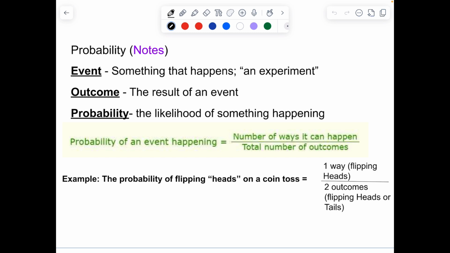Okay, so for example, the probability of flipping heads on a coin toss is that there's one way of flipping heads out of two possible outcomes. You could either flip heads or tails. So we say the probability then is 1 out of 2, or 50%, or 0.5.